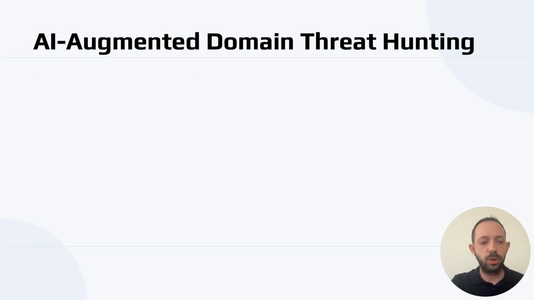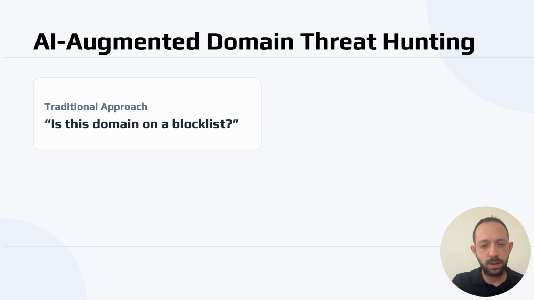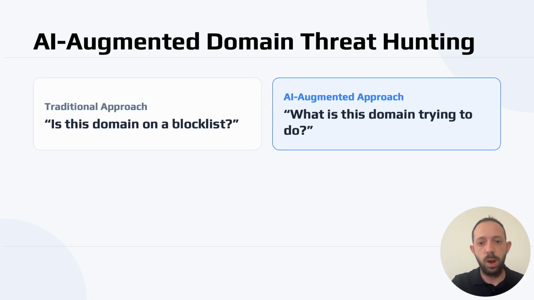Now, in order to fix this issue, we need to shift our approach from asking whether this domain is on a block list to a new approach which asks what this domain is trying to do, to try to understand using AI what the real intent of the malicious domain is. So AI can assist in that.